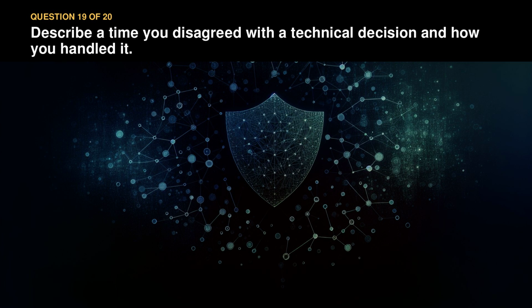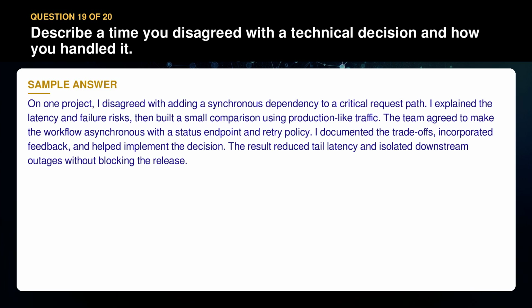Question 19. Describe a time you disagreed with a technical decision and how you handled it. On one project, I disagreed with adding a synchronous dependency to a critical request path. I explained the latency and failure risks, then built a small comparison using production-like traffic. The team agreed to make the workflow asynchronous with a status endpoint and retry policy. I documented the trade-offs, incorporated feedback, and helped implement the decision. The result reduced tail latency and isolated downstream outages without blocking the release.